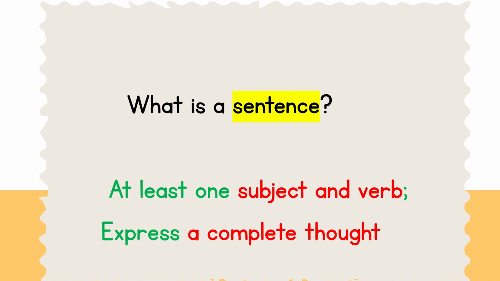If in a sentence there is only one subject and there's no verb there, then this is not a sentence. Or you write a sentence, you think it is a sentence, but in your sentence, there is only one verb here and there's no subject there. This means this is not a sentence.